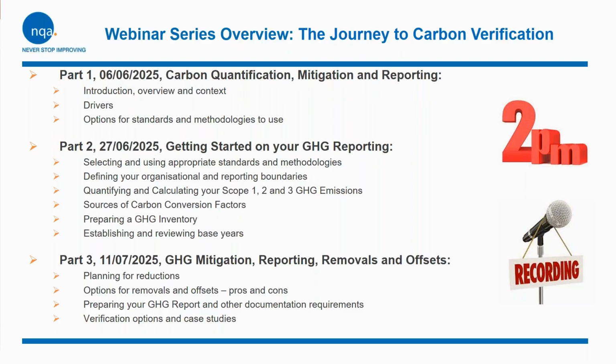So we have already looked at part 1 at the start of June. Part 1 was looking at the carbon quantification, mitigation and reporting. Part 2 we did about 2 weeks ago, and that was on getting started on your greenhouse gas reporting. So it's looking at your inventory, all your different elements of greenhouse gas emissions, conversion factors, and also establishing and reviewing base years. And today, part 3 is looking at your greenhouse gas mitigation, reporting, removals and offsets.